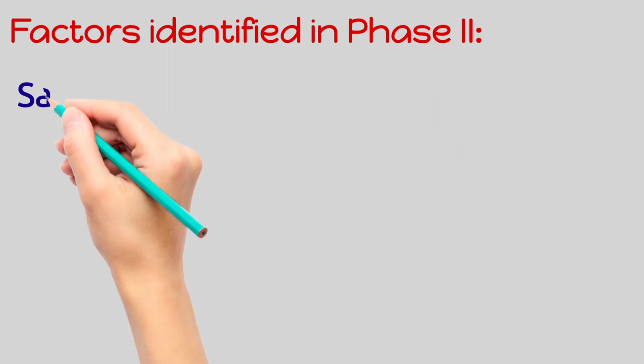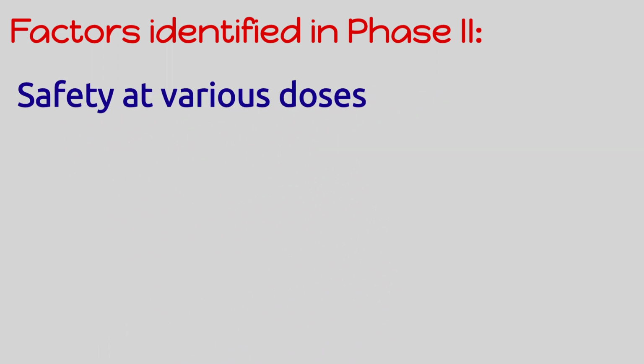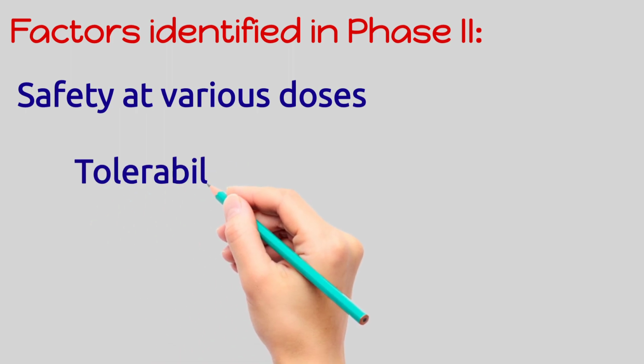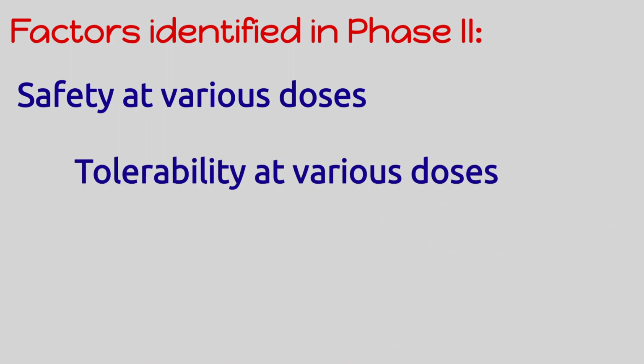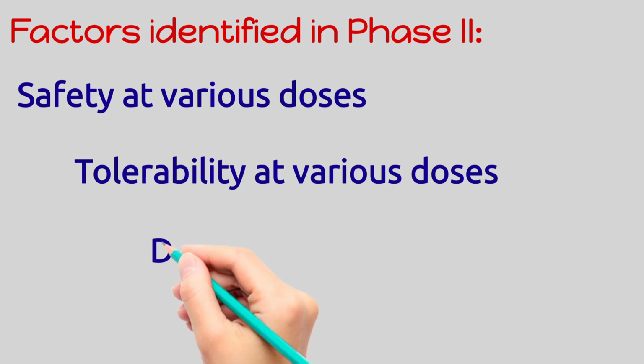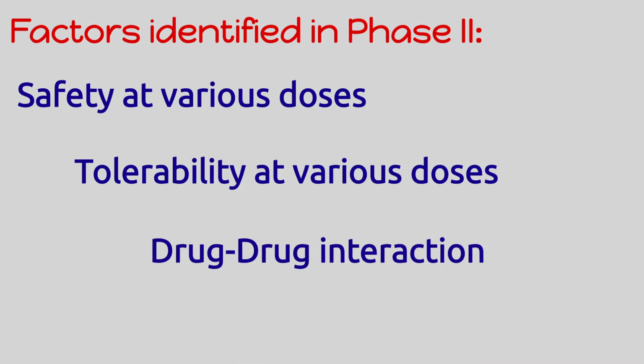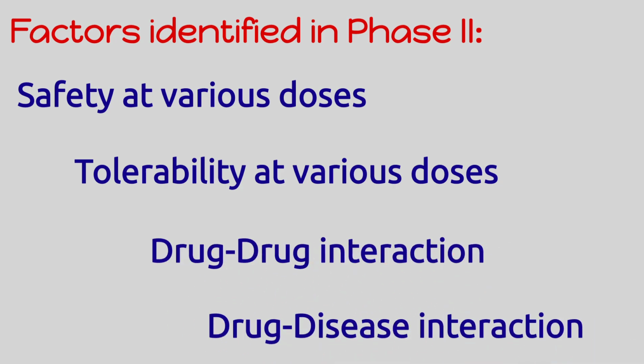First factor is safety of the investigational drug at various doses. Next one is tolerability of the investigational drug at various doses. Then, drug-drug interactions. And last factor is drug-disease interactions.